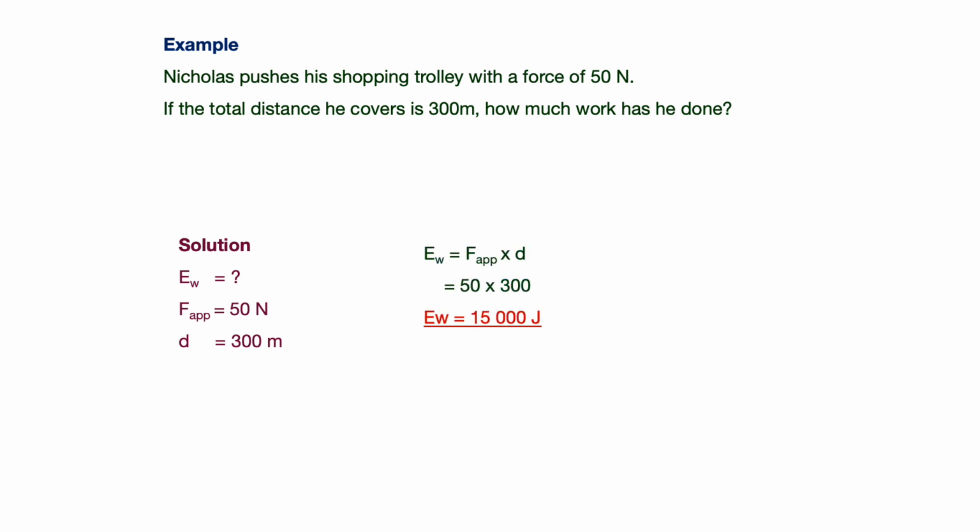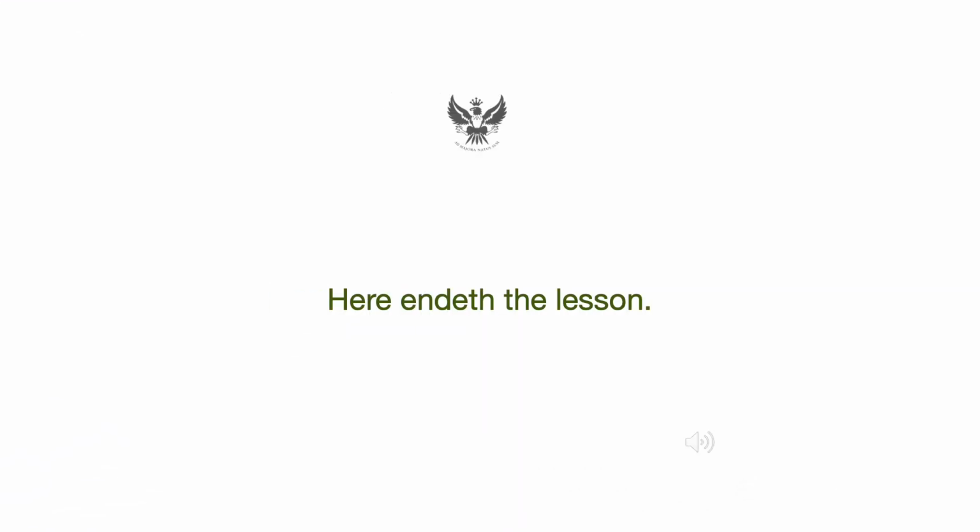State the equation. Work done is force times distance. 50 newtons times 300 meters. Nicholas has done 15,000 joules of mechanical work. And that's all there is to it.